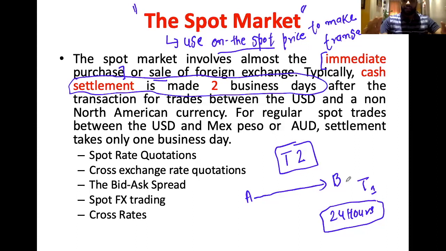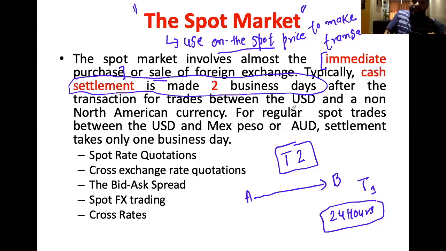So in cash settlement, cash settlement means spot market or cash markets, it takes normally 2 business days. It takes 2 days to convert currencies if you are making a foreign currency transaction using these markets. That's the meaning of settlement, 2 business days. It takes 2 days to get the money.